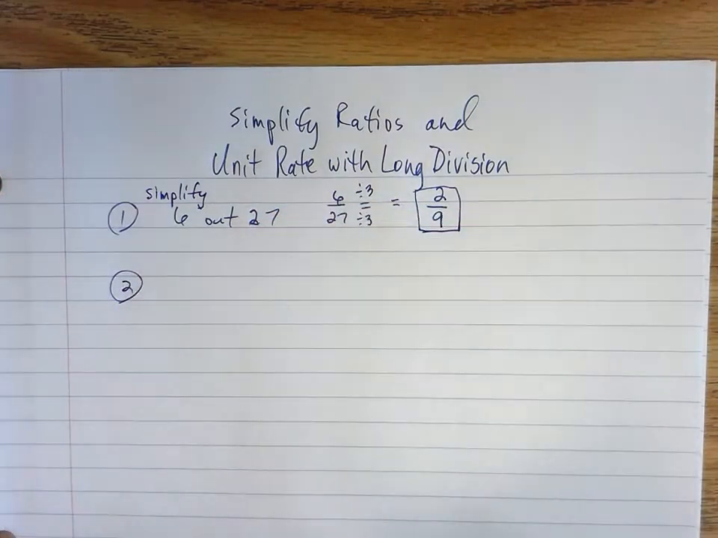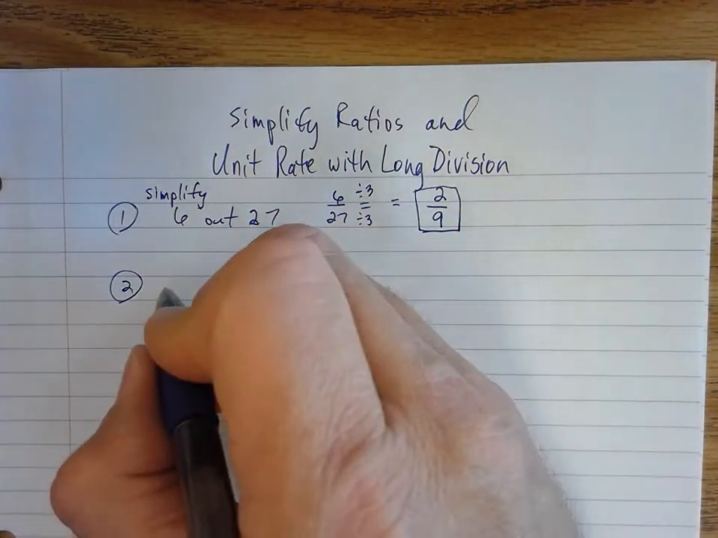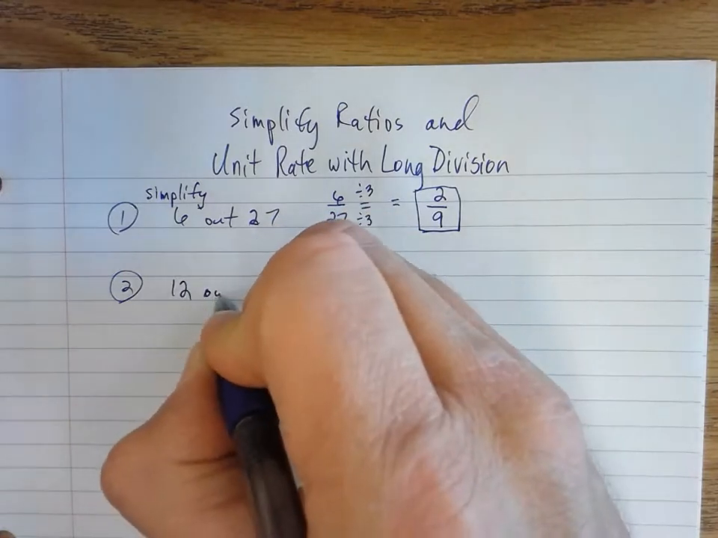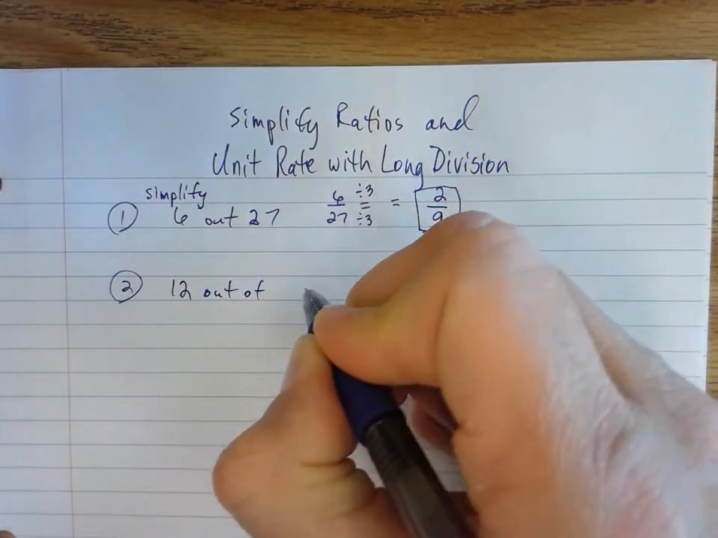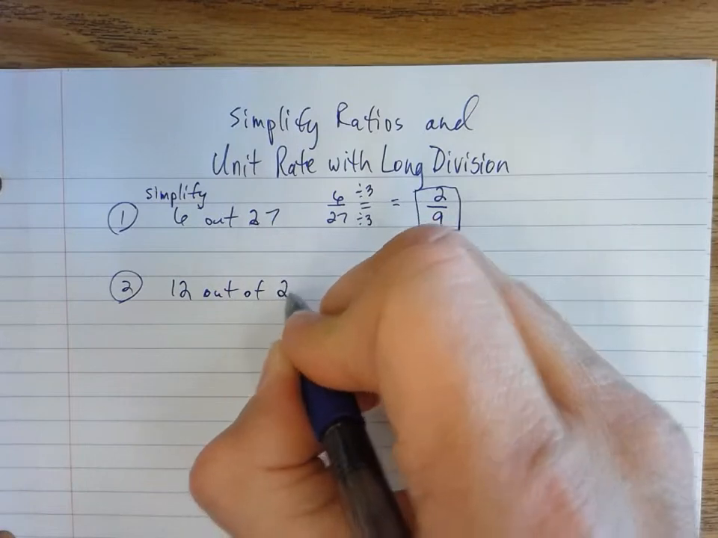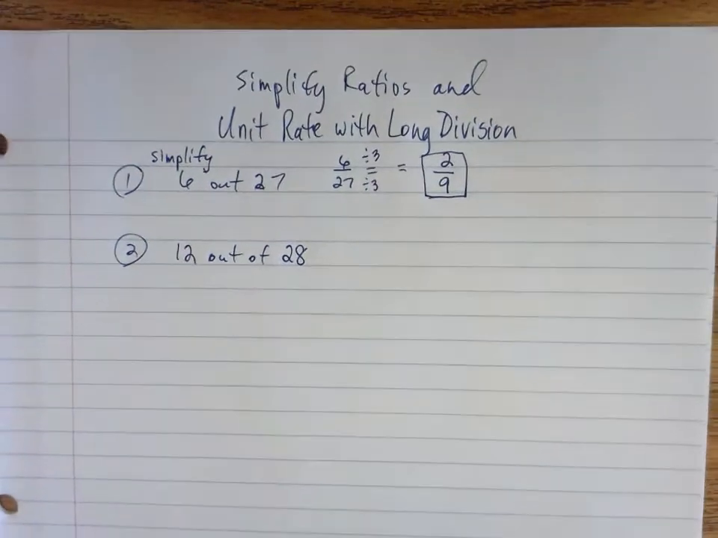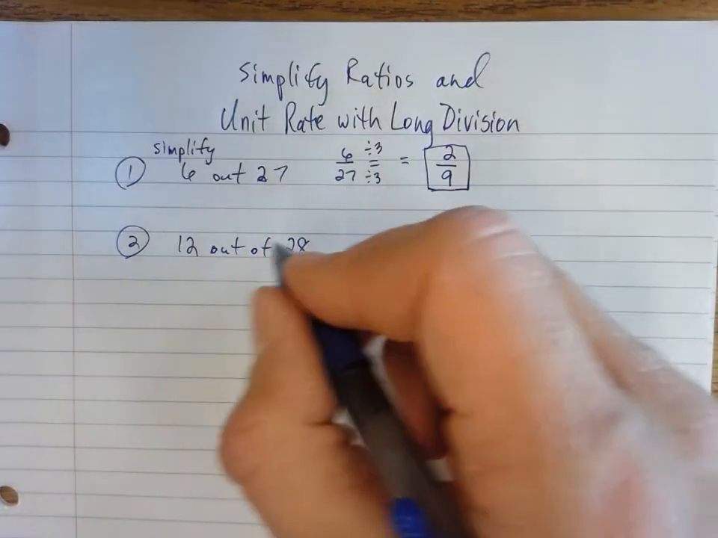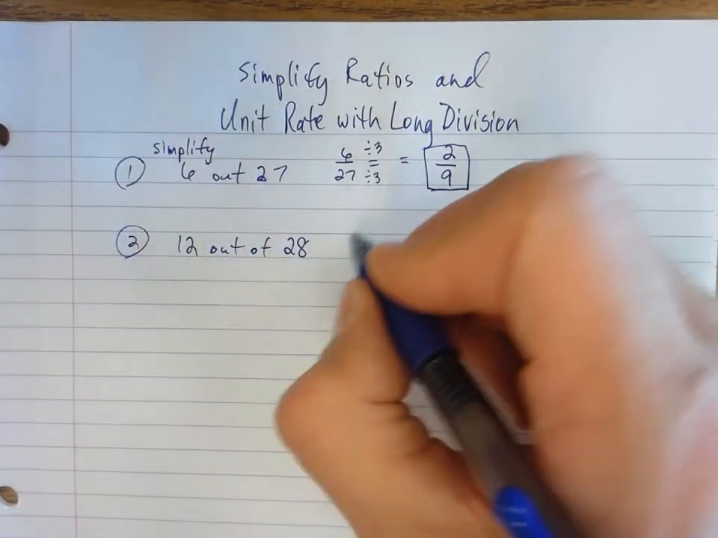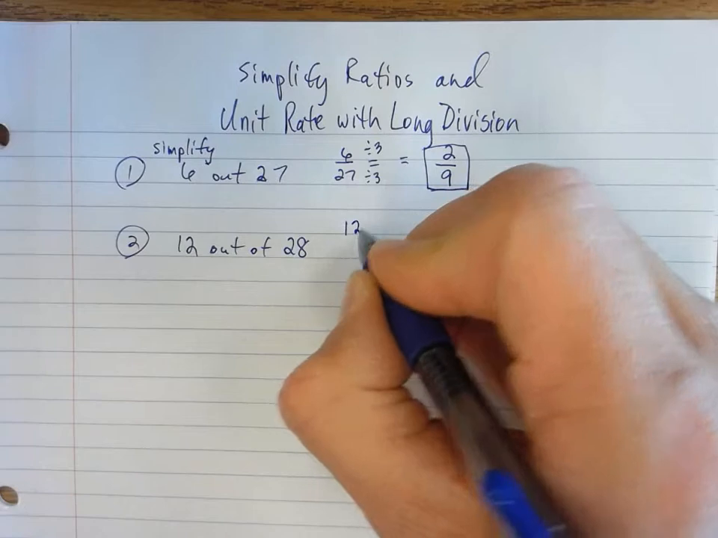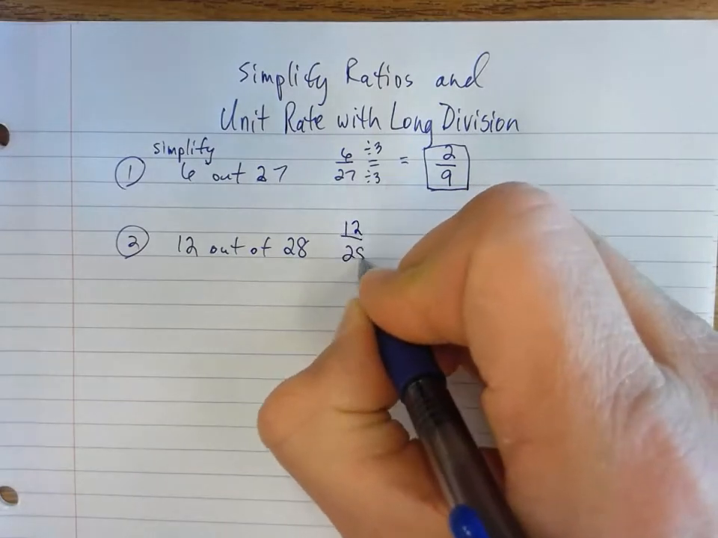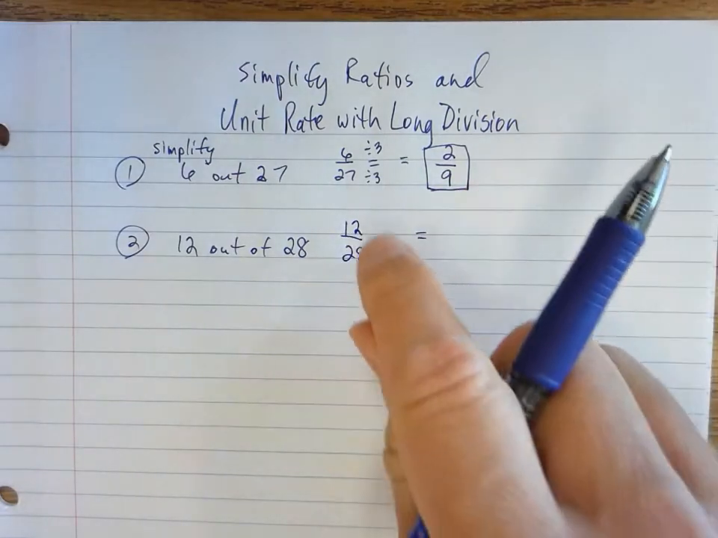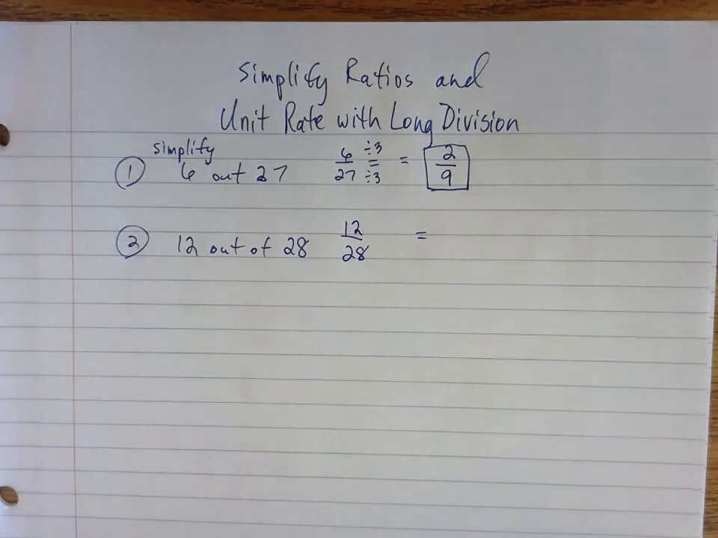All right, let's keep on riding, baby. Let's say we had some flowers. We had 12 roses out of 28 flowers. Again, you're going to take that ratio, which is in word form at the moment, and write it in fraction form: 12 out of 28. Again, we have to divide both by some common factor.